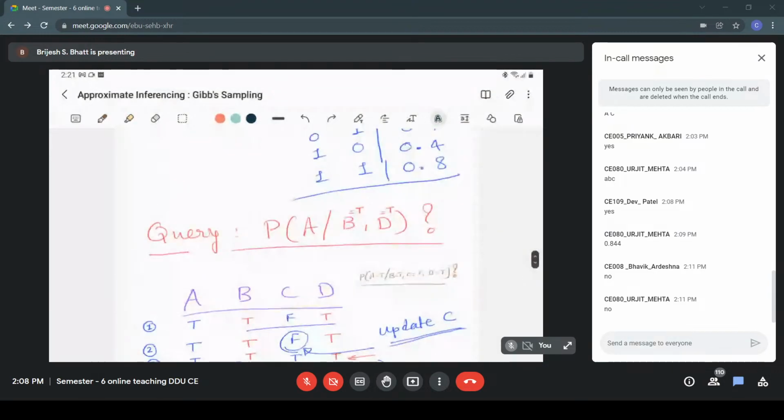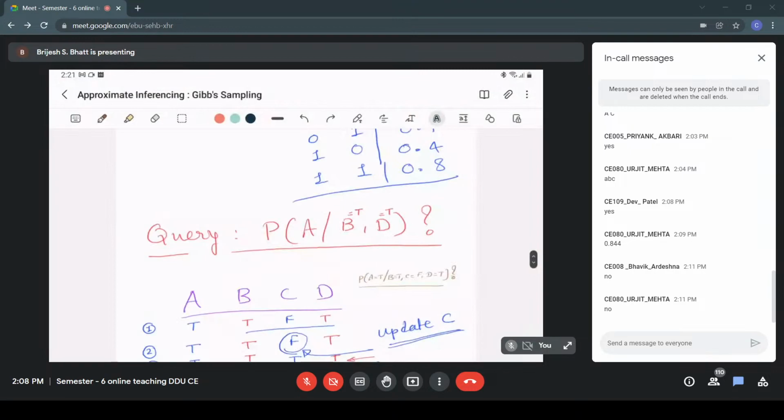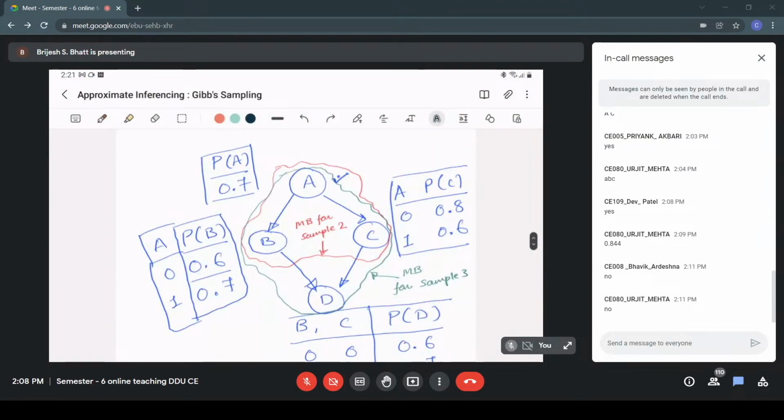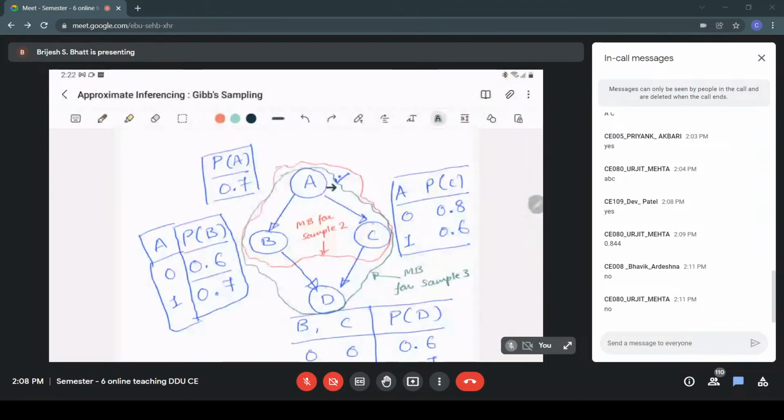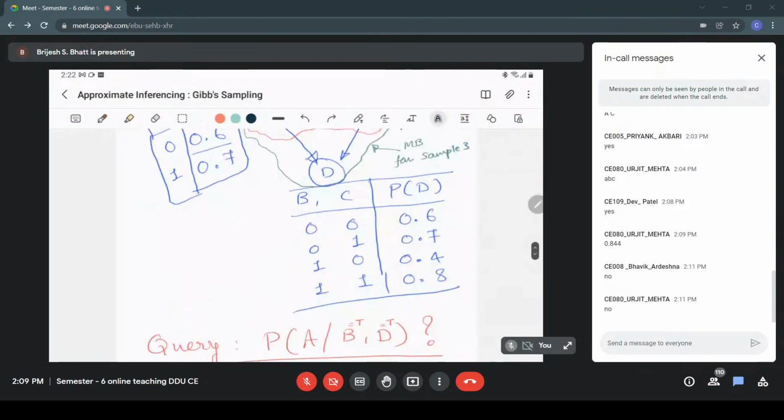You need to look at this graph and write down the probability. So the probability of the complete joint distribution of A, B, C, D is probability of D given B and C, into probability of B given A, into probability of C given A, into probability of A. Right? The things that we used to do.